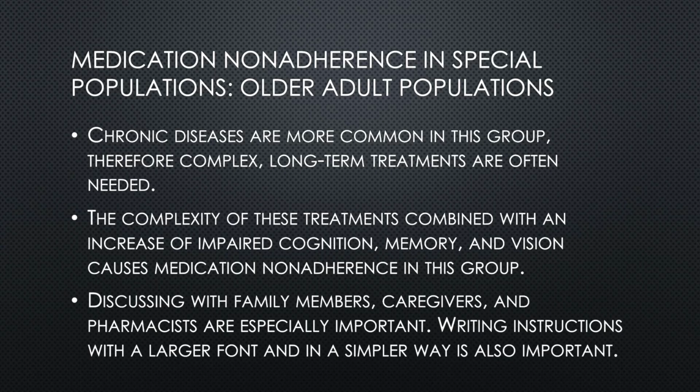Okay, so now we're going to move on to older adult populations. Chronic diseases are more common in this group. Therefore, complex, long-term treatments are often needed. The complexity of these treatments combined with an increase of impaired cognition, memory, and vision causes medication non-adherence in this group. Discussing with family members, caregivers, and pharmacists are especially important. And writing instructions with a larger font and in a simpler way is also very important.